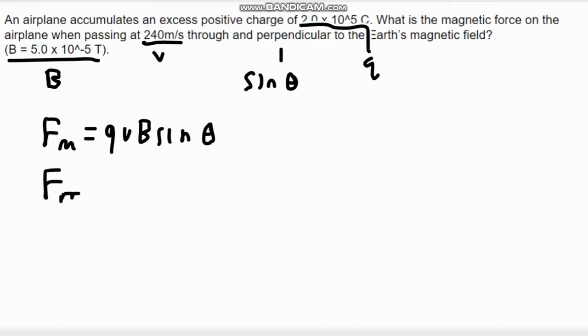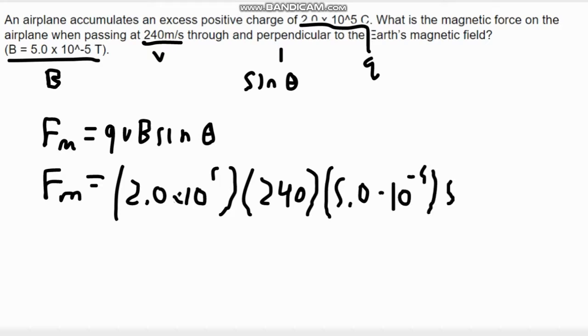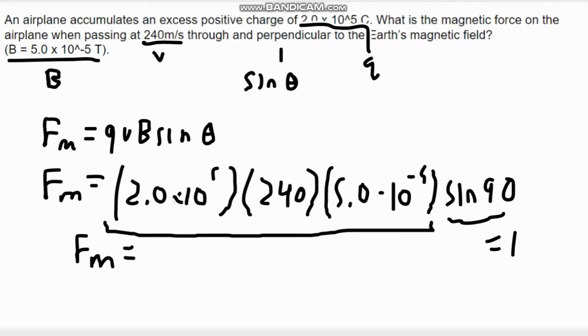So the magnetic force is equal to 2.0 times 10 to the negative fifth times 10 to the fifth and times 240 and times 5.0 times 10 to the negative fifth. And then multiplied by sine of 90, which would just be 1. So now we just solve for that. And we get the magnetic force is equal to 2.4 times 10 to the negative 7.